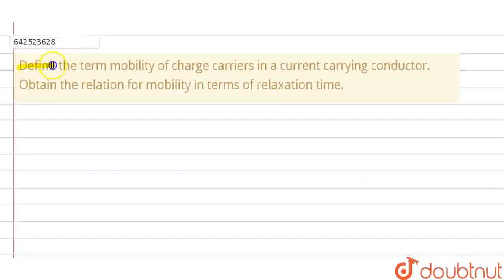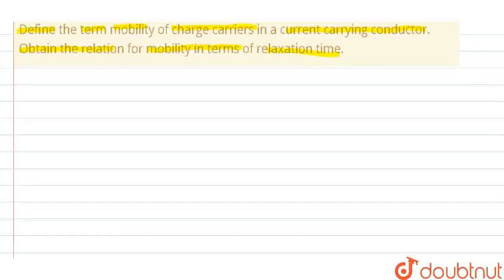Hello everyone, let's start with the question. The question says: define the term mobility of charge carriers in a current carrying conductor. Obtain the relation for mobility in terms of relaxation time. Let's solve the question. Now, what is mobility of charge carriers?